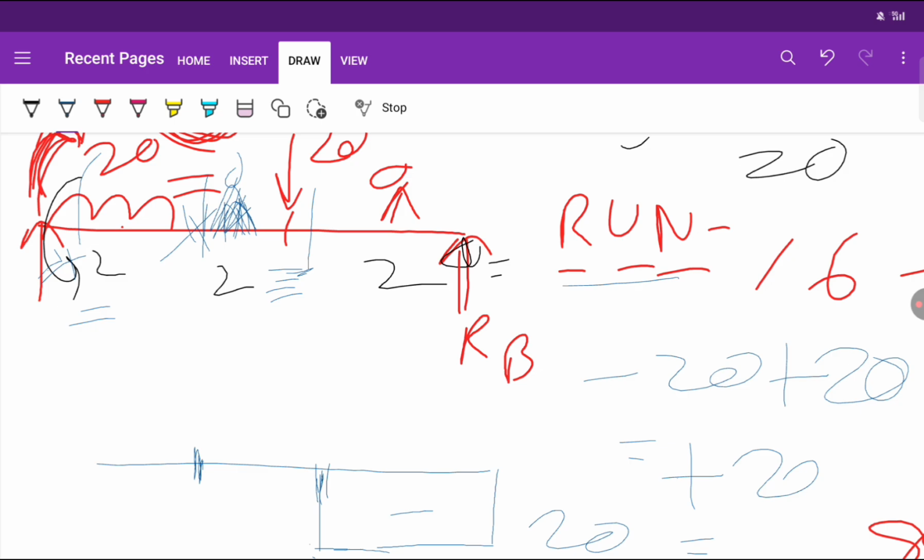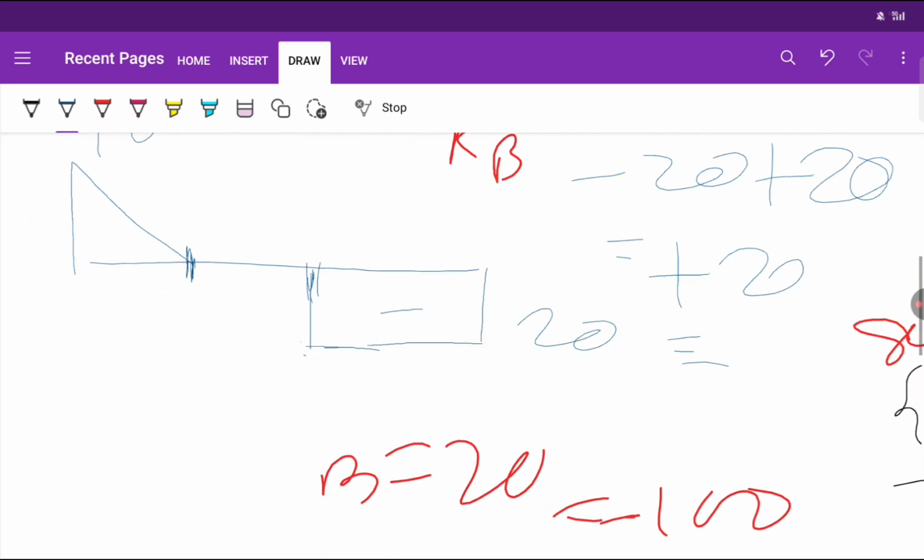How will be the diagram? Diagram will be a triangle, okay? Because the load diagram is UDL, so that is our 40, okay? So this will be the diagram. This will be positive, okay?